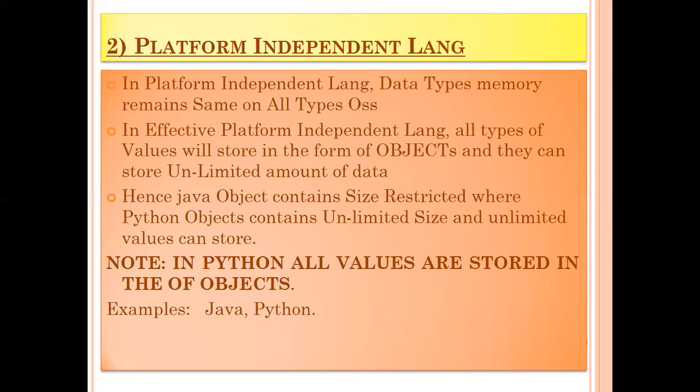So it remains the same for all operating systems. In a platform-independent language, data types memory remains the same for all operating systems. In an effective platform-independent language, all types of values will be stored in the form of objects. So whatever we write will be stored in the form of objects, and they can store an unlimited amount of data. A Java object is size restricted. Now, what is the difference between Java and Python? A Java object is size restricted, whereas Python objects have unlimited size and unlimited values can be stored in them.